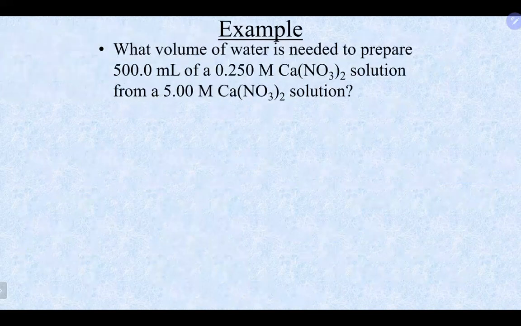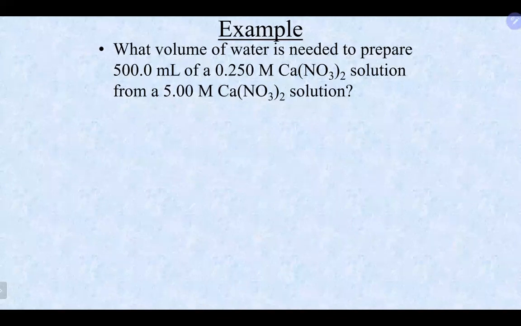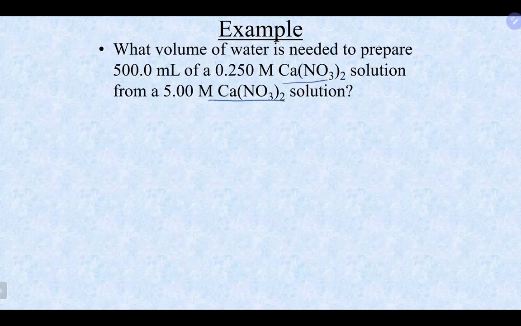Let's take a look at this. What volume of water is needed to prepare 500 milliliters of a 0.25 molar calcium nitrate solution from a 5 molar calcium nitrate solution? Okay, so once again, this is a dilution where you have calcium nitrate at both places. Really, the difference is just the molarity. So once again, this is going to be M1V1 equals M2V2.